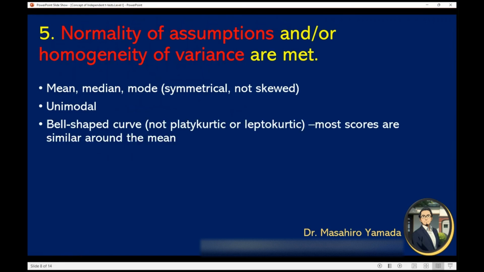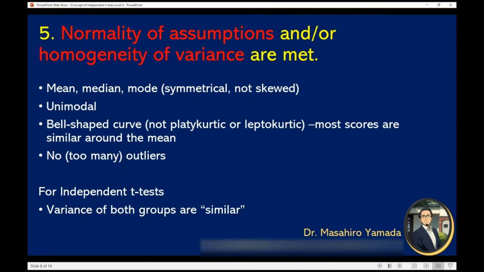And also, data is not too spread apart or too clustered in one location, meaning that most scores are located around the mean and there is a small portion of people who score extremely lower and extremely higher, creating a bell-shaped curve, and there are no outliers. So that's the definition of normality. And for the independent t-test, an additional rule you have to meet is that the variance, the spread of the distribution, between the groups is similar.